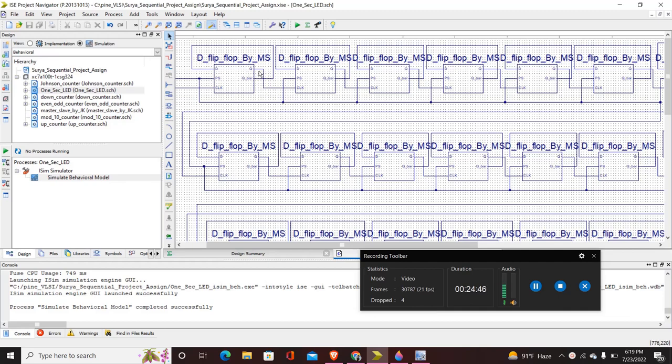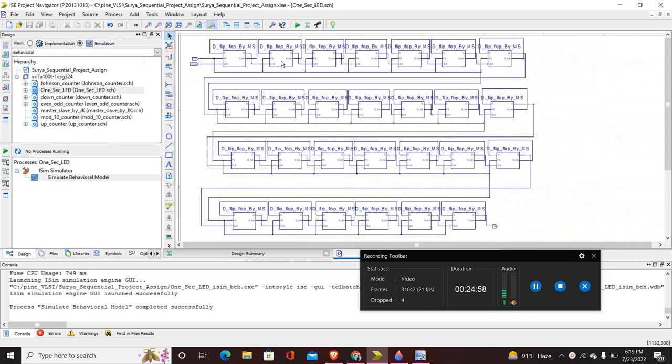The output of one flip-flop is the input of the second flip-flop, and it is also the same in a T flip-flop. So there is no difference between using T and D. It is basically a combination of master and slave, and master and slave work on the toggle concept. So there is no issue using either of the two.